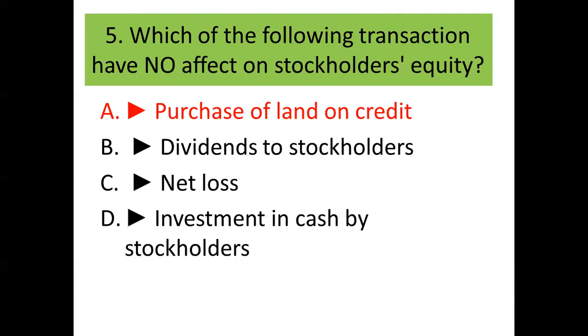Fifth question: which of the following transactions have no effect on stockholders' equity? Purchase of land on credit. Purchase of land on credit doesn't affect the equity of stockholders or the equity of the business, because, as stated, it is on credit, meaning no cash goes out of the business. It will affect the equity when you pay that credit.